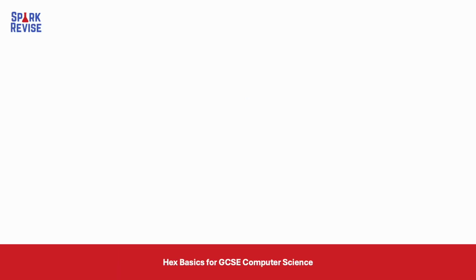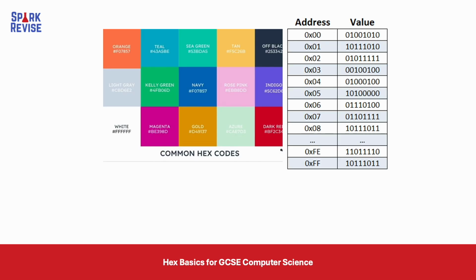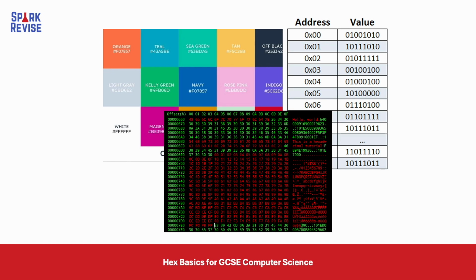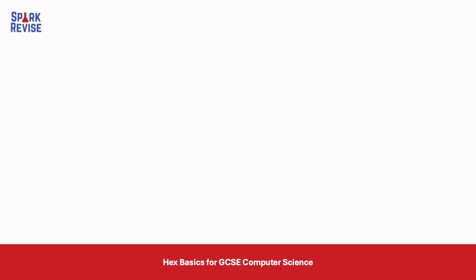Hexadecimal sounds a bit complicated. Well, it's actually a super easy way to shorten binary numbers. It's used in colours, memory addresses, and even in programming. In this video, you'll learn how to convert between hexadecimal, binary, and denary. Let's get into the video.